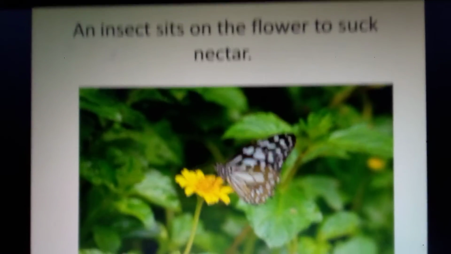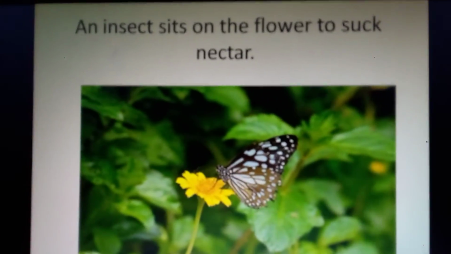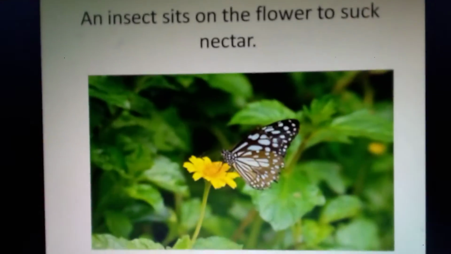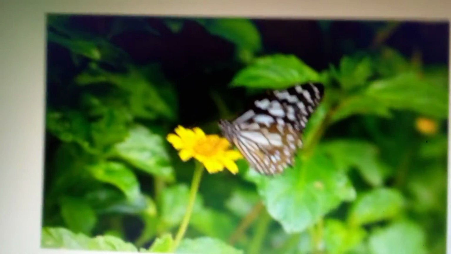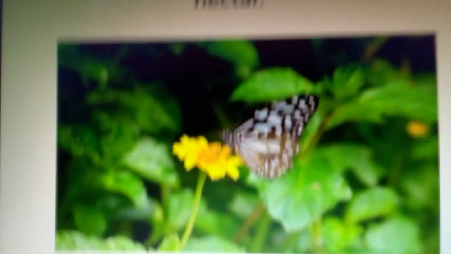An insect sits on the flower to suck nectar. For example, a butterfly sits on a flower to suck the nectar of the flower.